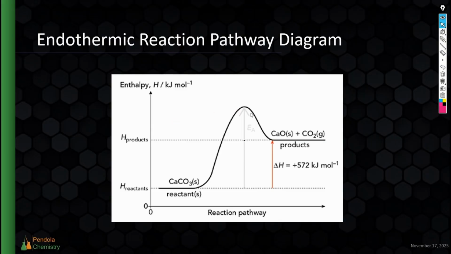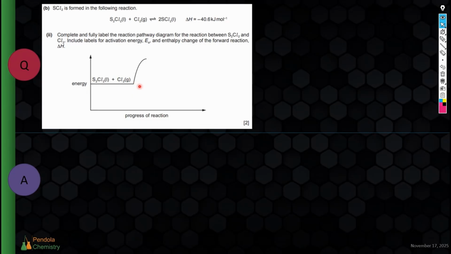So let's look at a Cambridge question for this type of drawing. This is a question from a paper from a few years ago. We have sulfur dichloride forming in the following reaction. So we have S2Cl2 liquid reacts with Cl2 gas to form 2 SCl2 liquid. The enthalpy change of this reaction is negative 40.6 kilojoules per mole. And then the question says complete and fully label the reaction pathway diagram for the reaction between S2Cl2 and Cl2. Include labels for activation energy and the enthalpy change of the forward reaction.